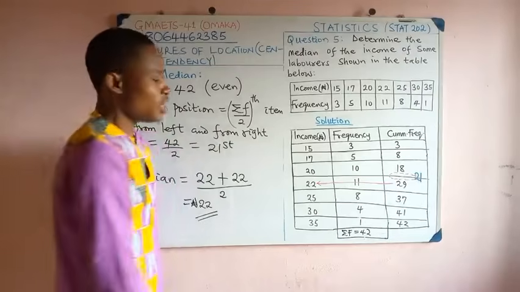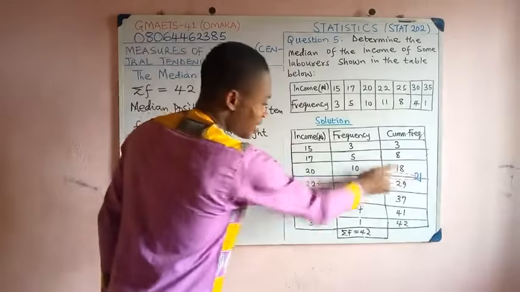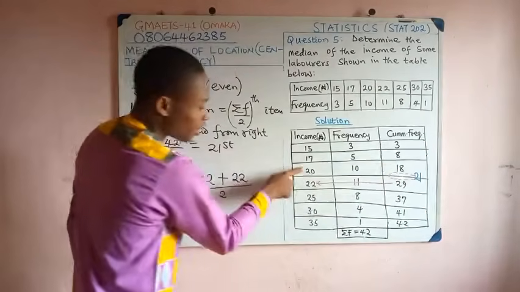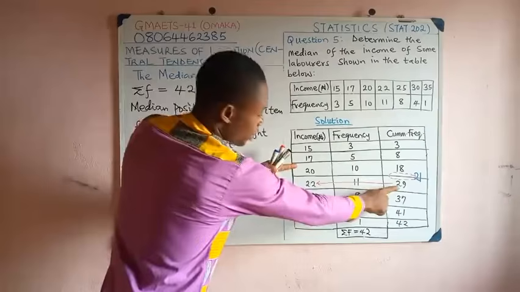But let me tell you something. Suppose the 21 is exactly in this column. Let's assume that this 18 was 21. What you will do is pick this 20, then pick this 29.